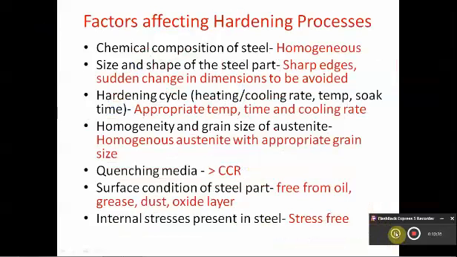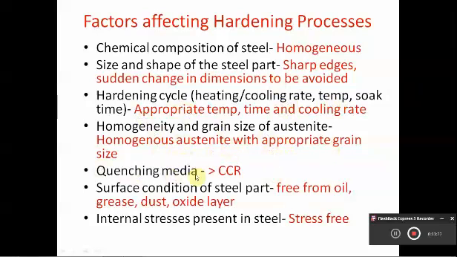Then there are some factors that affect the hardening process or hardness property. The chemical composition of the steel should be homogeneous. Low carbon steels cannot be hardened by regular oil or water quenching. Size and shape of steel parts: very bulky components cannot be hardened throughout, so sharp edges and sudden changes in dimension should be avoided. Hardening cycle, that is heating followed by cooling, temperature and soaking period are also important factors. Homogeneity and grain size of austenite is also one factor. Homogeneous austenite with appropriate grain size will give better hardening properties.